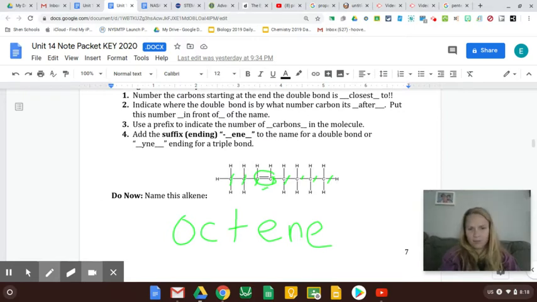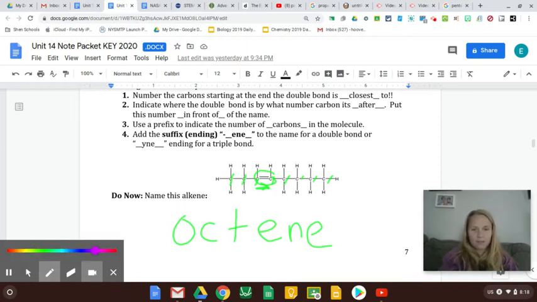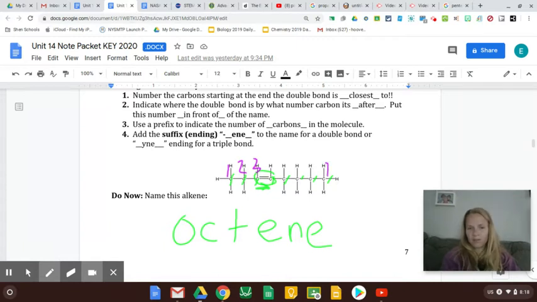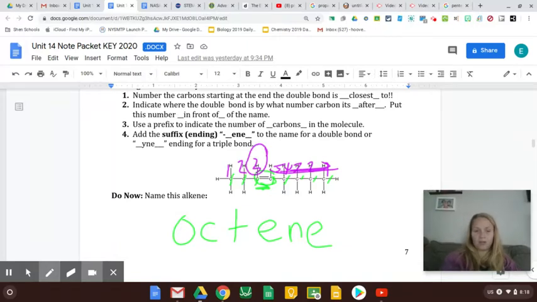Let me give it a number to show where the double bond is. And it's the carbon that it's after. So if I count from this side, it's off of the 1, 2, third carbon. If I were to count from this side, I'd be off the 1, 2, 3, 4, 5. Okay, that's not it. So it's after the third carbon. So the name of this alkene is 3-octene. Doesn't that make you feel so smart? That's why I like this.